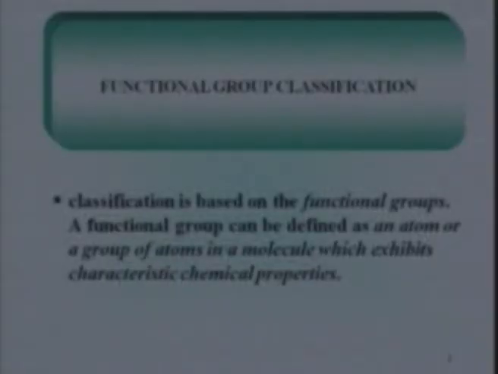What is a functional group? A functional group can be defined as an atom or group of atoms. Remember, an atom or a group of atoms in a molecule which exhibits characteristic chemical properties. The first class is alkane. The example is CH4, the name is methane. Similarly, alkene, where the functional group is indicated by a carbon-carbon double bond. This is the functional group, and one example is ethylene. There are a number of alkenes with varying carbon chains. In this particular case, we have only 2 carbon atoms, but you can have a number of carbon atoms.